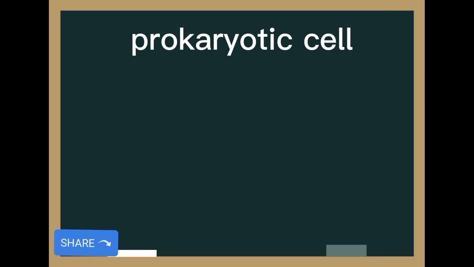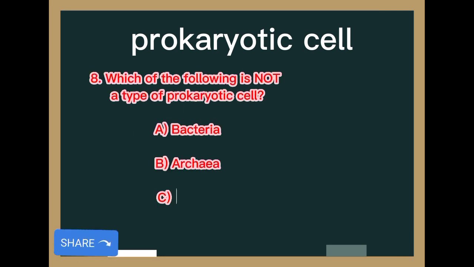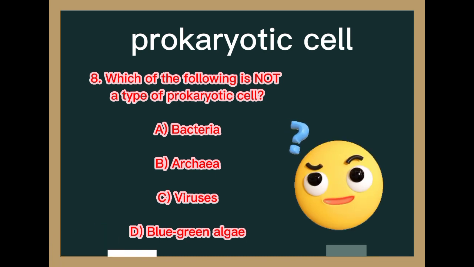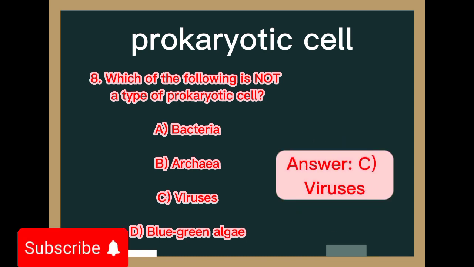8. Which of the following is not a type of prokaryotic cell? A. Bacteria. B. Archaea. C. Viruses. D. Blue-green algae. Answer: C. Viruses.